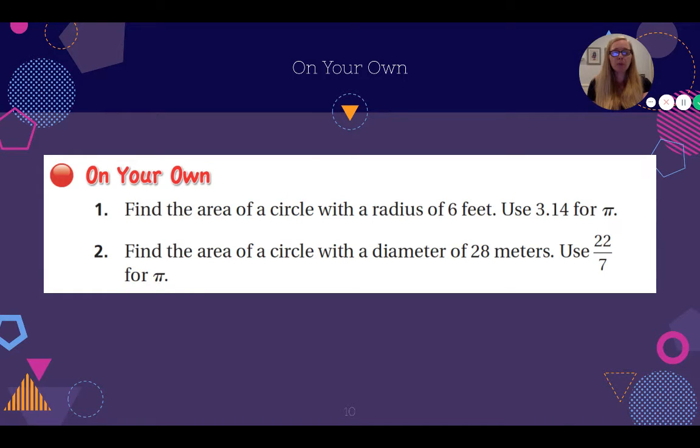Here are 2 problems for you to try on your own. Please read them carefully. You might be given a radius or a diameter, and you are being told whether you are using the decimal approximation or the fraction approximation for pi. You should be writing every step down. You don't have any side work because your calculator is helping you with the multiplication, but every step, just like I have in the slides, should be written down on your paper in your notebook. So go ahead and practice this. Come back and I will walk you through the solutions.